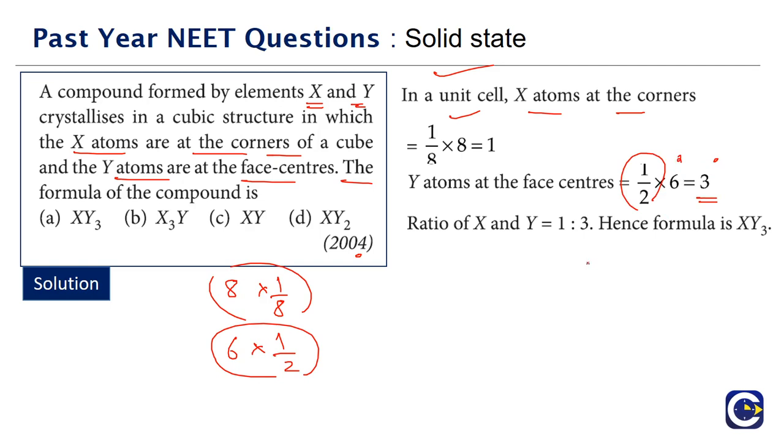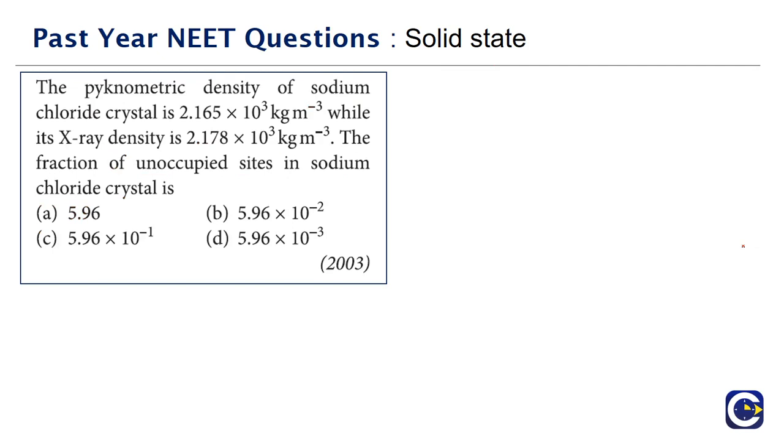3. We have to find the formula of the substance. So if you look at the simple ratio, what is the simple ratio of X and Y? 1:3. So what will be the formula? XY3. Option A is the correct answer. Clear? Let's go to the next question.